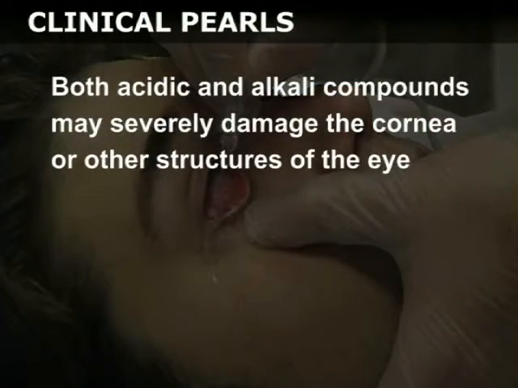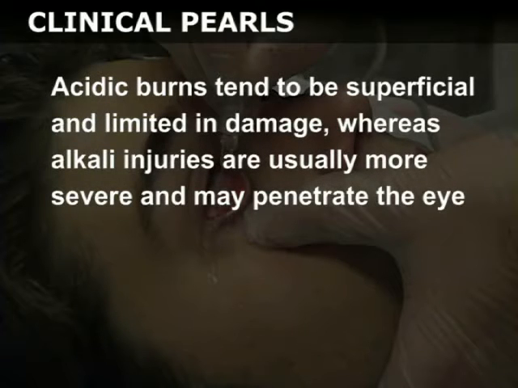Both acidic and alkali compounds may severely damage the cornea or other structures of the eye. Acidic burns tend to be superficial and limited in damage, whereas alkali injuries are usually more severe and may penetrate the eye.